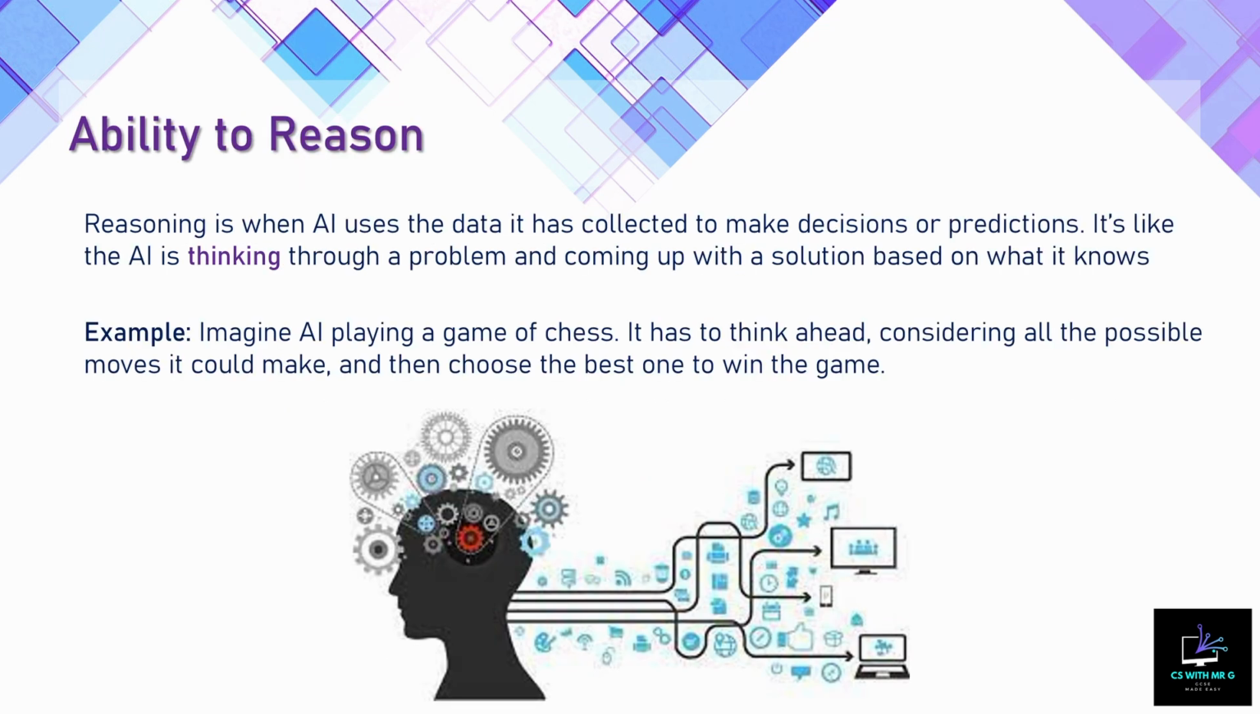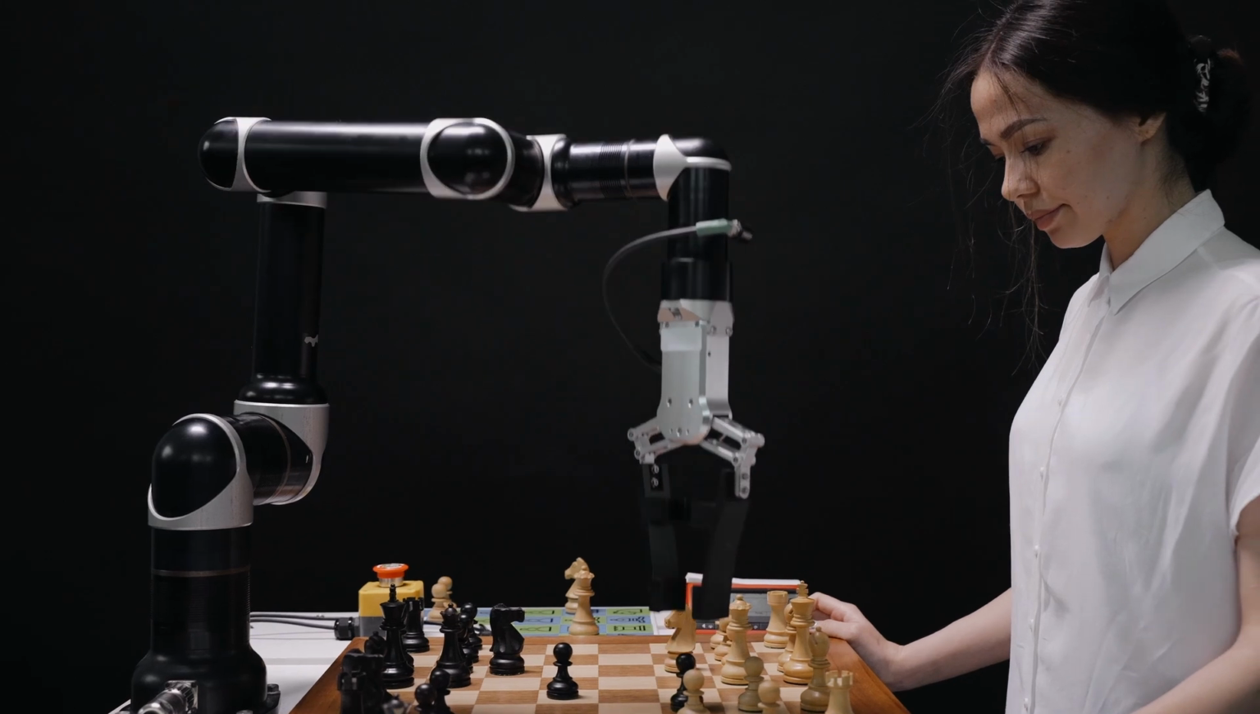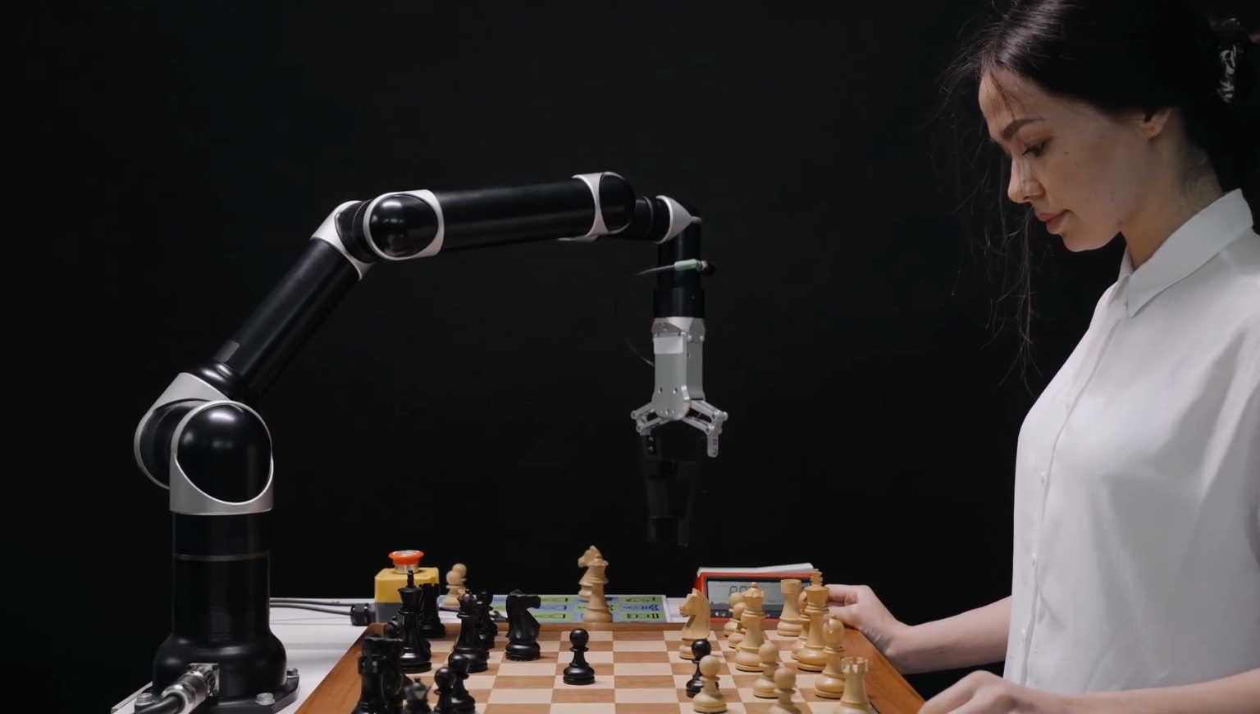Next, we had this term reasoning, and I mentioned that this is what we could call the ability to think. Now, what this term thinking means is the ability to make decisions or predictions, again, based on the data that it's collected and the rules and algorithms it's programmed to follow. So thinking through a problem and coming up with a solution based on what it knows is what we consider the ability to reason. Playing a game of chess against the computer, where the computer will think ahead, consider the possible options that it could make. This is something that we would consider the ability to reason in terms of AI.